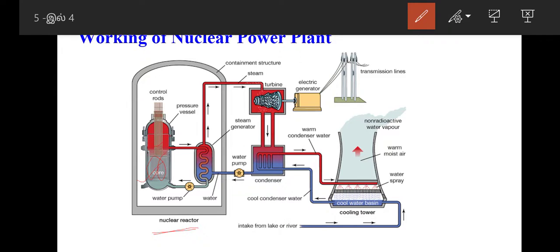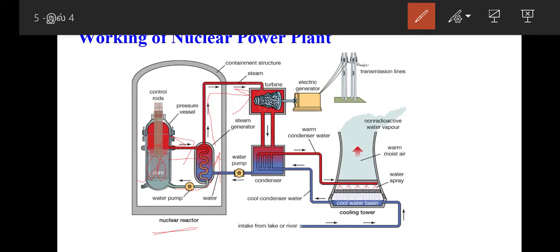Now this heat energy goes to the heat exchanger. For that purpose, coolant is used. The coolant transfers the heat from the nuclear reactor to the heat exchanger. In the heat exchanger, that heat is transferred to the water. When the heat is transferred to the water, the temperature increases. Then the steam is converted into high pressure steam.